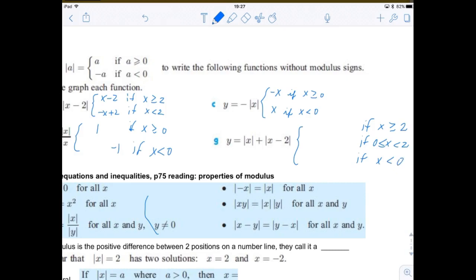So, if x is greater than or equal to 2, then this absolute value sign would do nothing because the inside value is positive. This absolute value sign would also do nothing because if it's 2 or higher, it's also positive, right? So in that case, basically you have x plus x minus 2 because the absolute value signs don't do anything, which is the same thing as 2x minus 2.